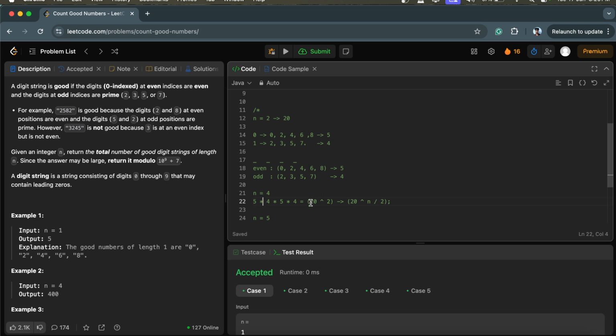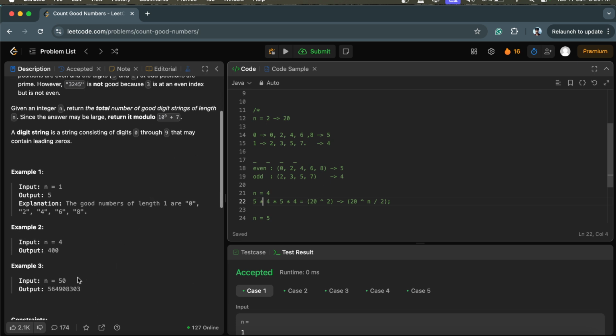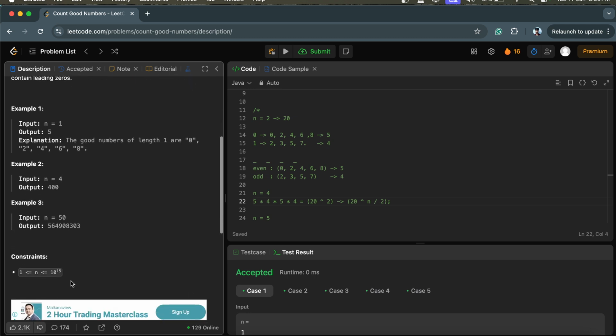So we are clear that whatever the n value that we got, we can keep on checking whether the index that we are at is odd or even, and we can keep on multiplying with the respective values, either with 5 or 4. So for 50, it is the same. But the problem is with the constraint.